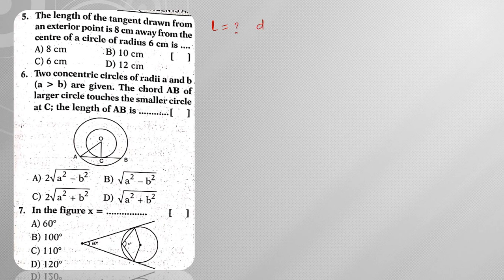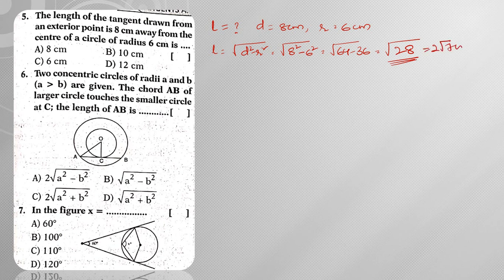Now what are the things that are given? Distance is given as 8 centimeters and radius is given as 6 centimeters. So from this, L can be written as root over d square minus r square. When you substitute the values, this is 8 square minus 6 square, right? So 8 square is 64 minus 6 square is 36. So what am I going to get? Square root of 28. So length of tangent is root 28 here. So root 28 can be written as 2 root 7 centimeters. So if this is the question, then the answer would be 2 root 7 centimeters.